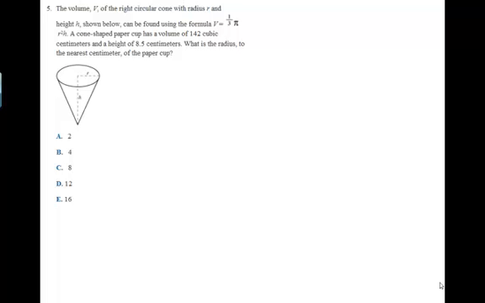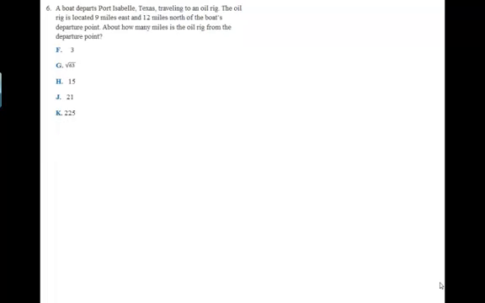The volume V of a right circular cone, blah, blah, blah. Write this out. Be neat. V equals 1/3 pi r squared h. Make sure you substitute in correctly. The volume is 142. The height is 8.5. Write it all out. Then solve.